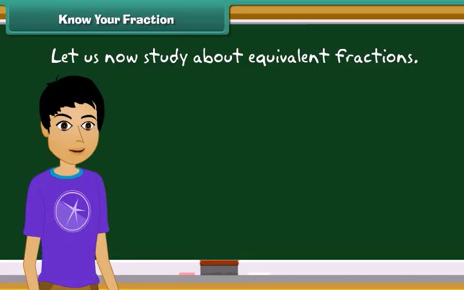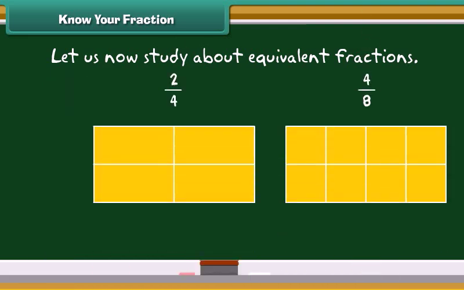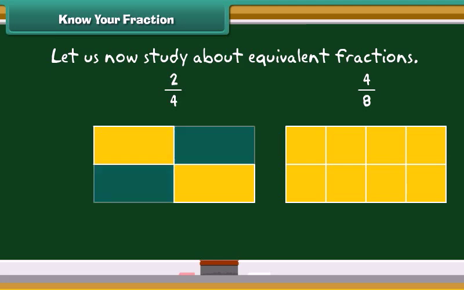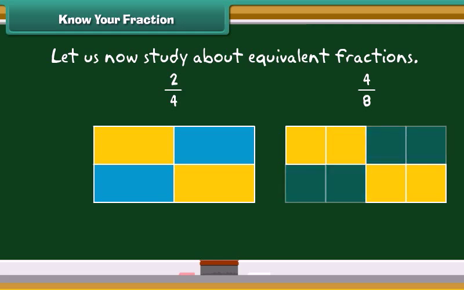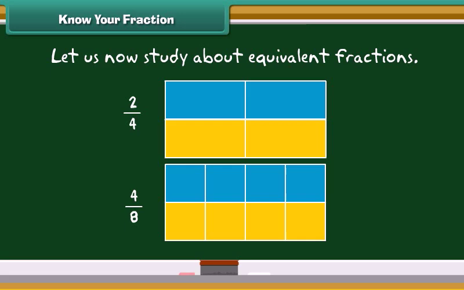Let us now study about equivalent fractions. Look at the rectangular boxes given below. In the first figure, 2 by 4 boxes are blue, while in the second figure, 4 by 8 boxes are blue. Observe carefully. The blue-colored parts of both the boxes are same. This means 2 by 4 must be same as 4 by 8. So, 2 by 4 and 4 by 8 are equivalent fractions.